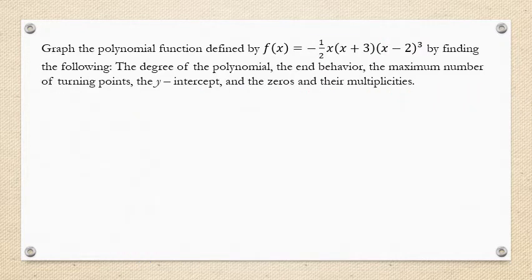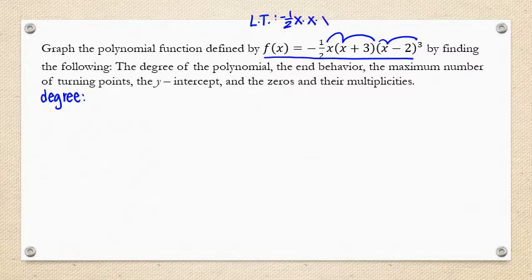Let's look at another example. Let's look at this polynomial. First we need to find the degree, which again can be found by finding the leading term. So our leading term is going to be -1/2 x times x to the first times x cubed, and that becomes -1/2 x to the 5th power. So our degree is 5.